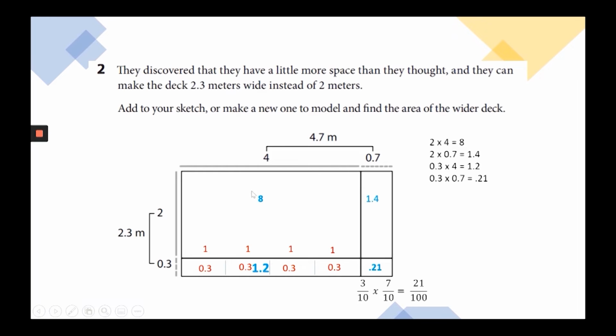Now we have 4 partial products. What do we need to do? Add them all up. Okay, 8 plus 1 and 4/10 plus 1 and 2/10 plus 21 hundredths is 10 and 81 hundredths. And then don't forget to label meters squared. You could also do the little 2 for an exponent.